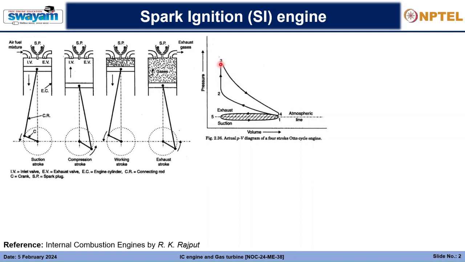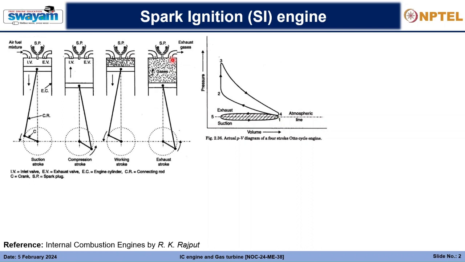Then at point 3, the piston retraces back from the top dead center to the bottom dead center, and accordingly there is an expansion process, and you will see the pressure and temperature decrease till point 4, and again from 4 to 5.